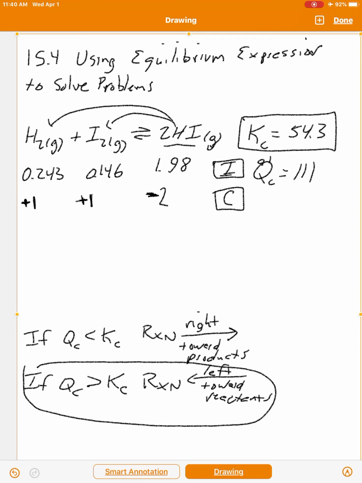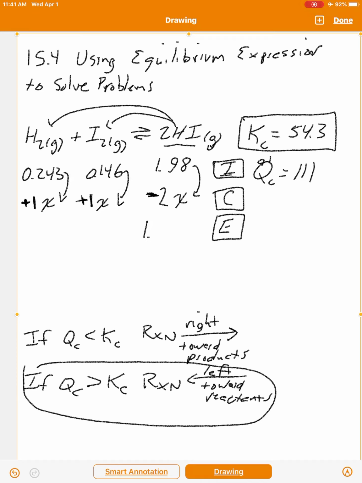Then I'm going to use a variable, and the variable that I'm going to use is an X. So the change that's going to happen is HI is going to go down by 2x, so minus 2x. HI is going to go down by 2x, and H2 is going to go up by 1x. H2 and I2 do the same thing. Then I'm going to do what's called equilibrium. I'm just going to add these two terms together for each one of them.